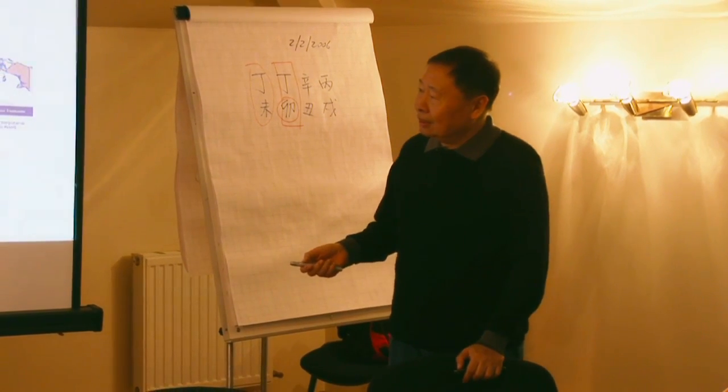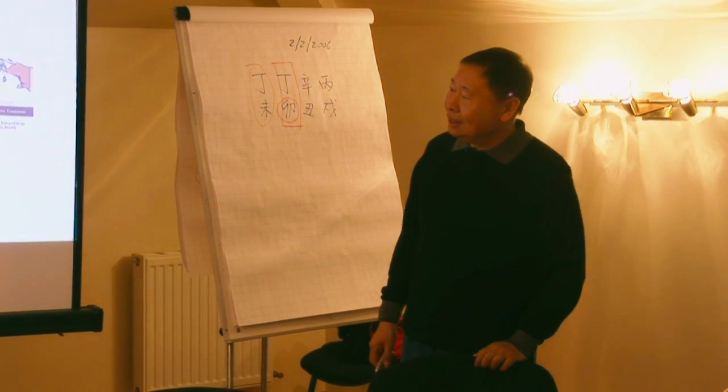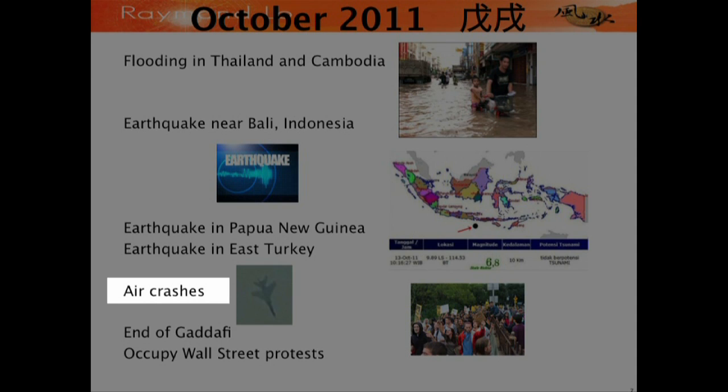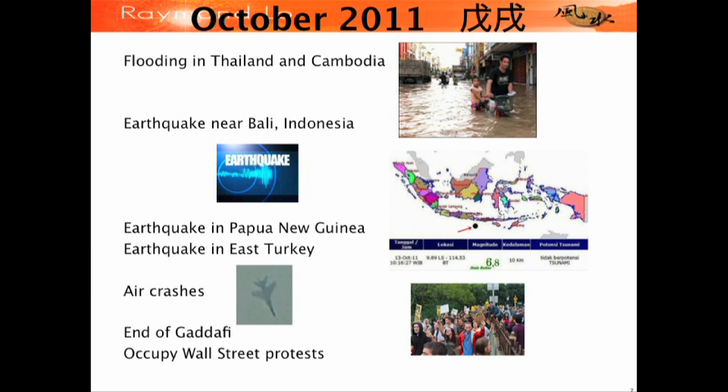And then some air trouble, air crashes. This picture is actually a Chinese fighter jet which crashed during the air show. It happened earlier in this October month. So why is it something to do with air crash? Because the fire element is air.